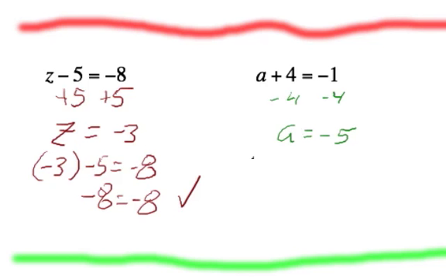Now we check our answer by plugging it back into the original equation. A plus 4 equals negative 1. Well, we're going to plug in negative 5 for a. Negative 5 plus 4 equals negative 1. What is negative 5 plus 4? Negative 5 plus 4 is negative 1, and this is a true statement. Negative 1 equals negative 1.